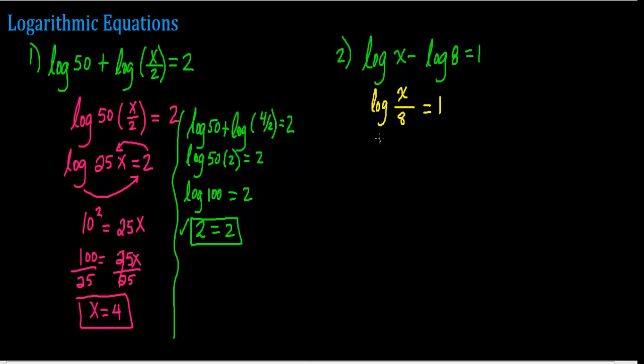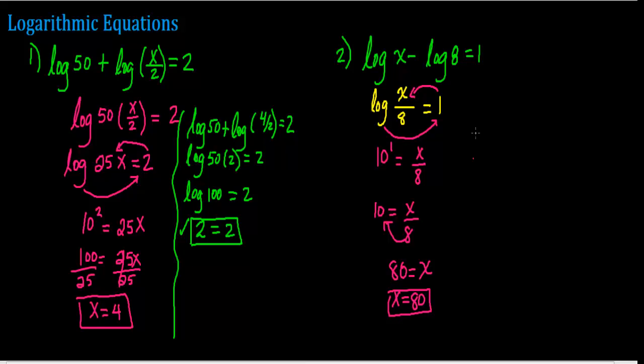And now I'm stuck again. So let's write this log as an exponential. That means the base, which is 10, I raise to the first power and I equal it to x over 8. That means that 10 is equal to x over 8. I want to isolate x, so I can cross multiply 8 with 10. That makes 80 is equal to x, or x is equal to 80.